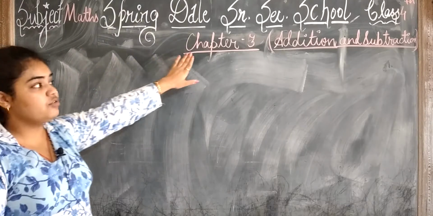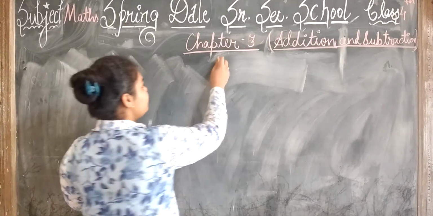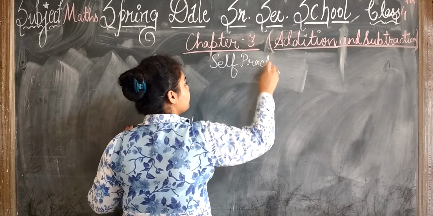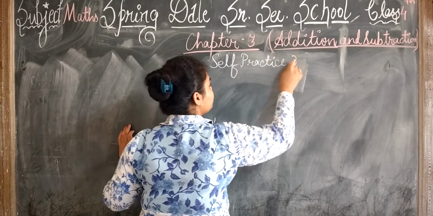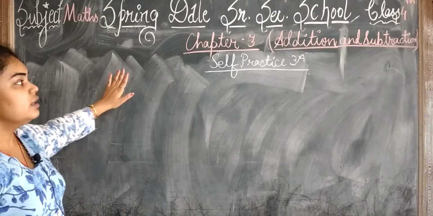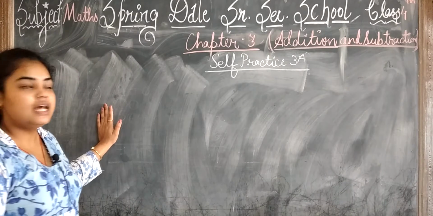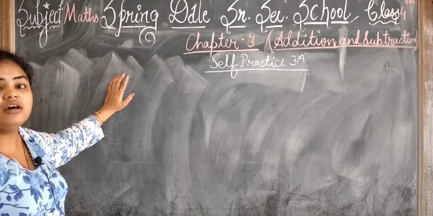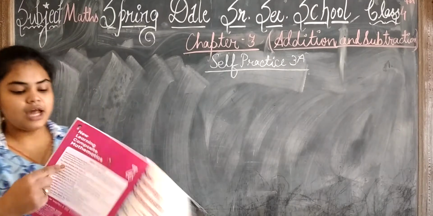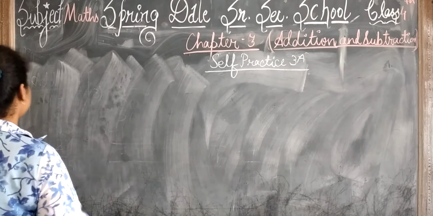Write the chapter number 3, addition and subtraction, then write the self practice in your notebooks. Now you have to open your books also and write the first question, which is given in your textbooks. You have to do it in the book only. Now we are going to add the numbers in the first question.